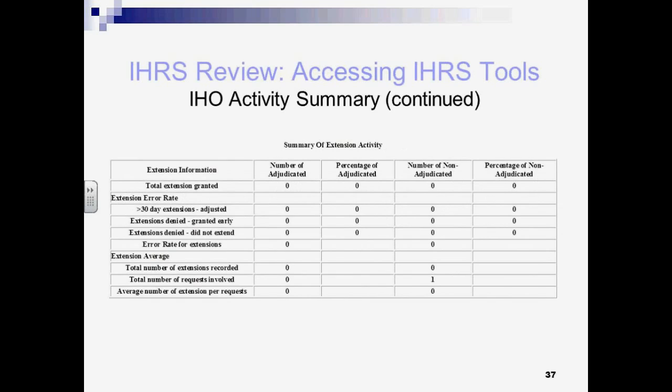The last section of the summary includes your extension activity, broken out by total number of extensions granted in adjudicated and non-adjudicated cases. The extension error rate section details the number of your extensions that were calculated over 30 days and had to be adjusted by the IHRS, the number of extensions that were not accepted by IHRS because they were granted too early, and the number of extensions that were not accepted by IHRS because they did not extend the timeline. And lastly, the extension average section lists the average number of extensions you granted per the number of cases you were assigned to and retained.